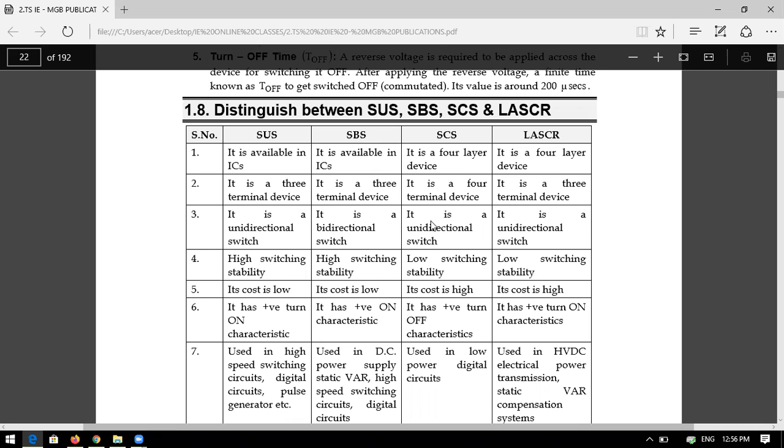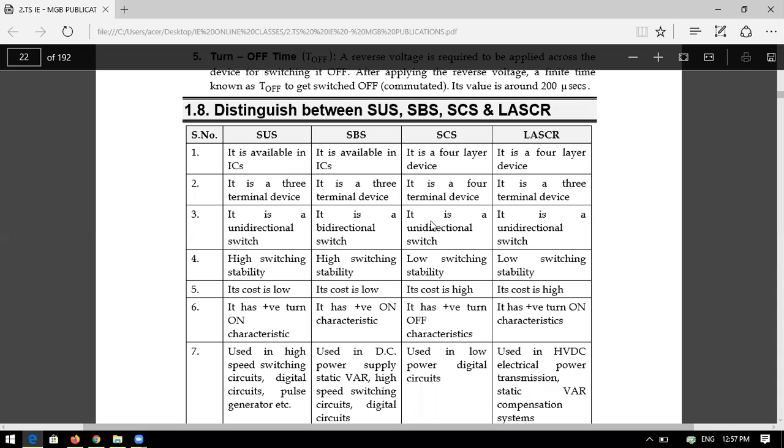What is SUS? Silicon unilateral switch. Very good. Next, SBS. What is SBS? Silicon bilateral switch. What is SCS? Silicon control switch. Very good. Next, LASCR. Light activated SCR, light activated silicon control rectifier.